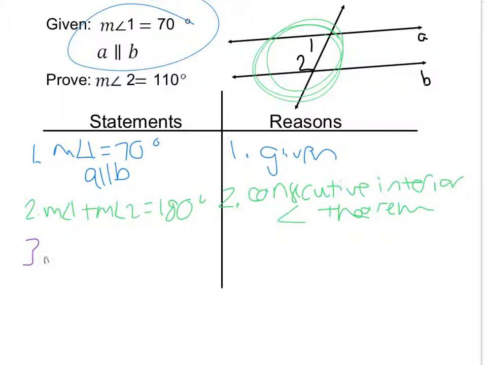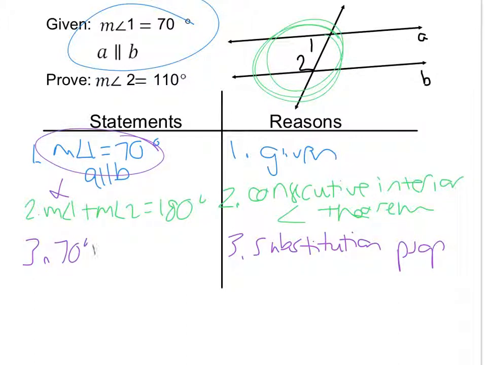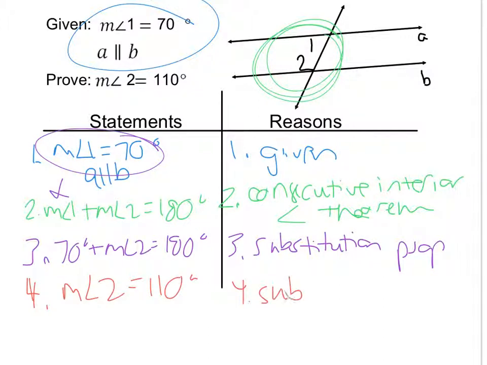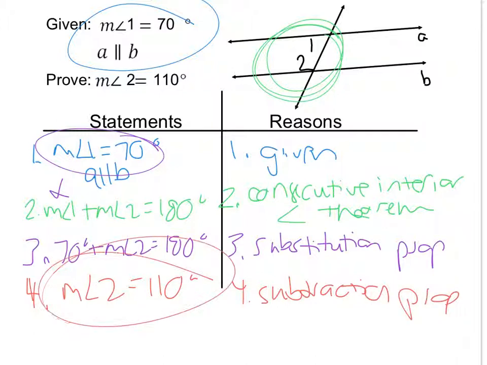Third step, like it's always been, it's substitution. So our given says m angle 1 is 70, so we'll plug that in for m angle 1. And our last step here, we need to move over that 70. So we get m angle 2 equals 110, and the way we moved over that 70 was by subtraction prop. Again, when this matches this, you're done, so you're good to go.